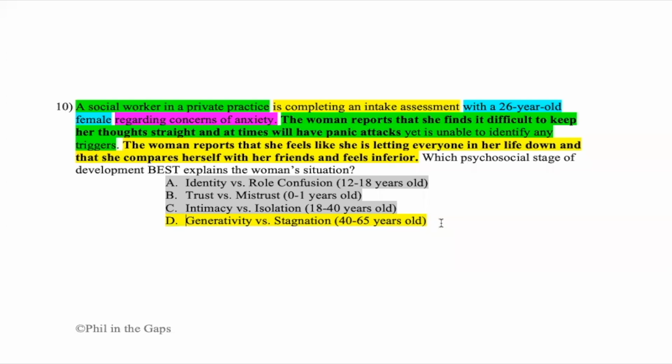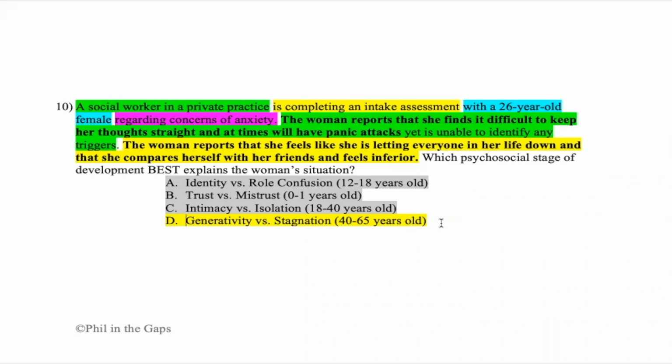A is incorrect because she's not looking to identify where she wants to go, or she's not confused of what she should be doing. B is incorrect because we're not looking at any trust in any way, shape, or form. And C is incorrect because she didn't cite any love in any way in the question. But in addition to that, she's not isolating herself away from relationships because she doesn't feel good enough. She states she feels inferior, but not in the context of a relationship.